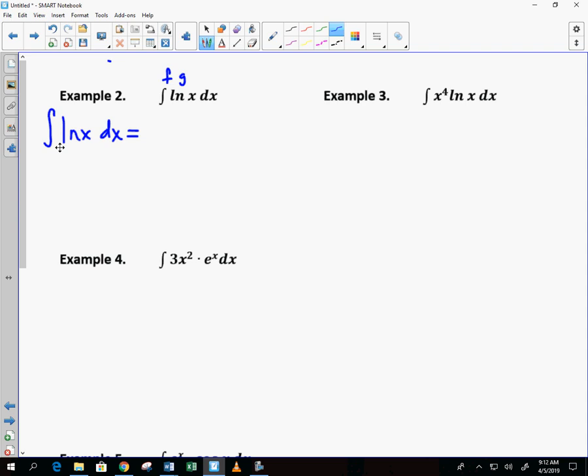What is little g? Natural log of x. What's big F? Because the antiderivative of 1 is x. So there it is. Then what? Minus the integral of 1 over x times x dx.